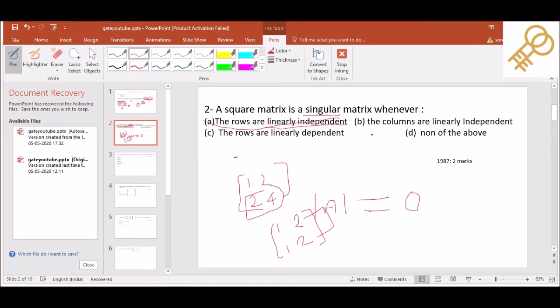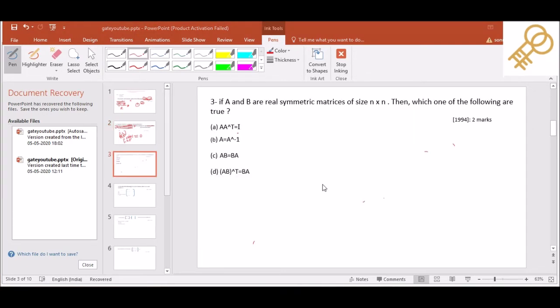Now coming to option B. In option B, they told about independent, so this one also can be eliminated easily. Now coming to option C, you can see here the rows are linearly dependent. They have told about dependent, so it will be our correct option. Coming to the third question.